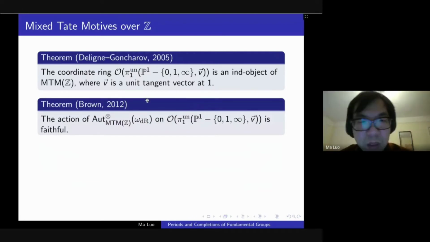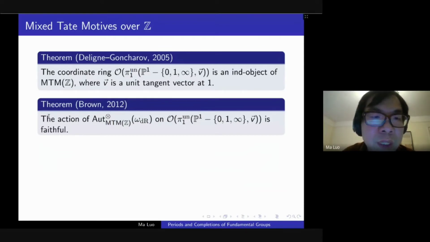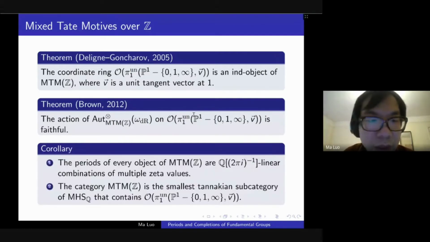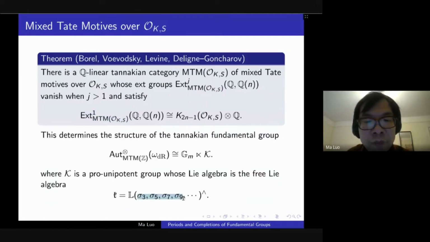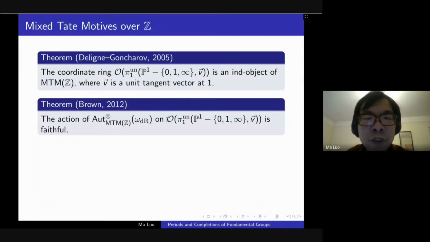It was also confirmed in like 2012 by Brown's result that this action of the Tannakian fundamental group of the mixed Tate motifs on the coordinate ring of the unipotent fundamental group is faithful. And this tells you that periods of every object of the category of mixed Tate motifs are just linear combinations of multiple zeta values. And more importantly, each of these extensions that corresponds to these odd zeta values would show up in the coordinate ring.